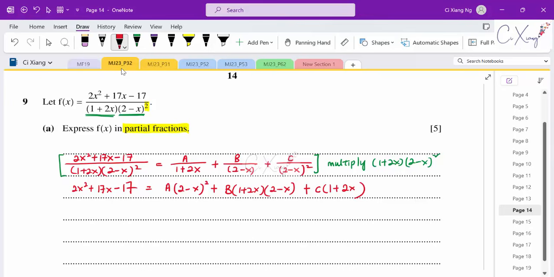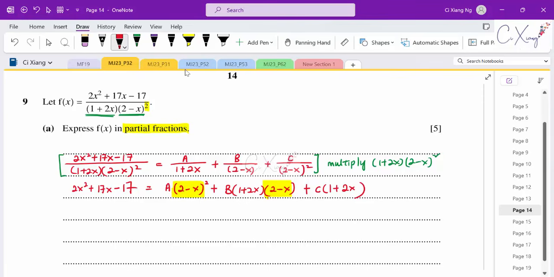Okay, then now we will continue to find the value for a, b, and c. There are many ways for you to find the value for a, b, and c. You can compare them after you expand, or maybe you can eliminate the unwanted unknown. So to eliminate the unwanted unknown, first of all, we'll focus on one of the factors. So let's say I focus on this factor, 2 minus x.